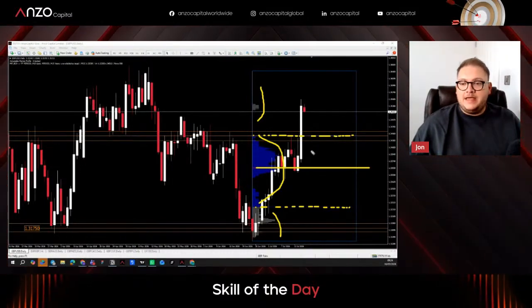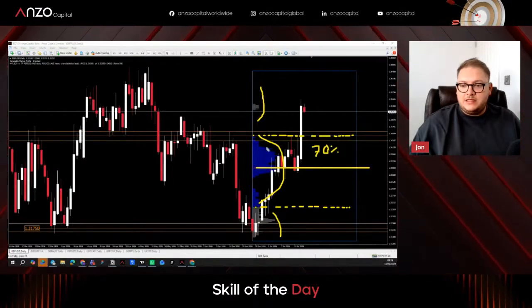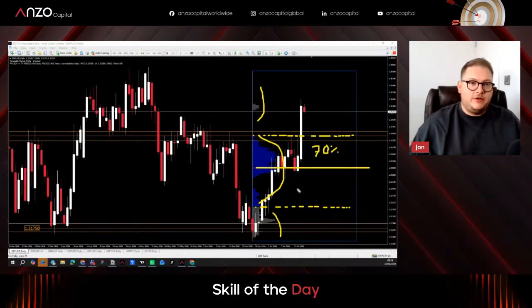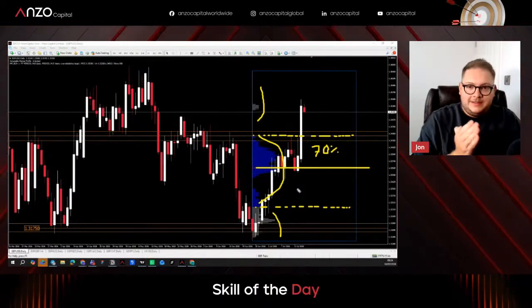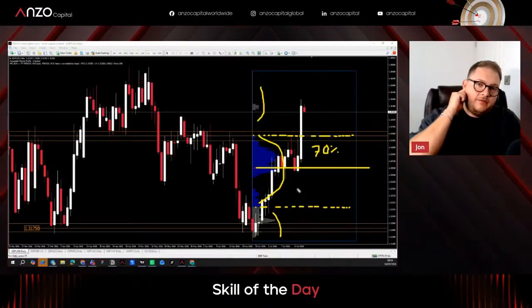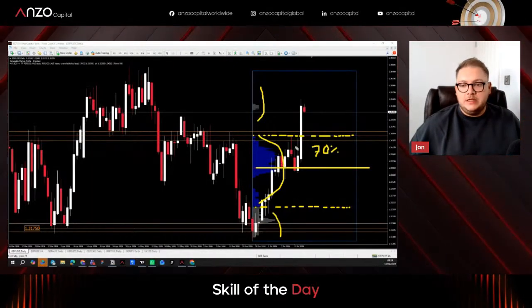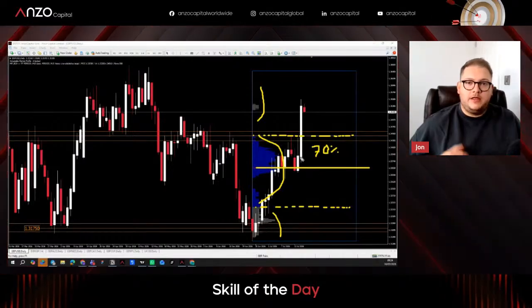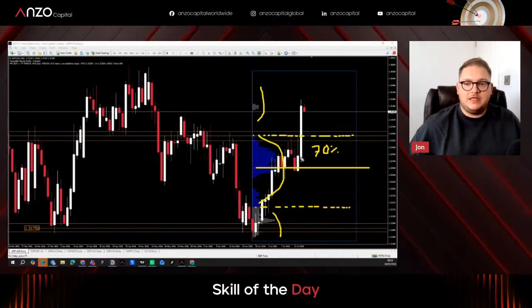What it's based off is that 70% of all trading is within this value area high and value area low of any given point. So if you were to draw a market profile on today's session, it will show you where 70% of most trading has been done, which is really helpful because obviously these markets are driven by large speculators and businesses and hedgers, X, Y, and Z.